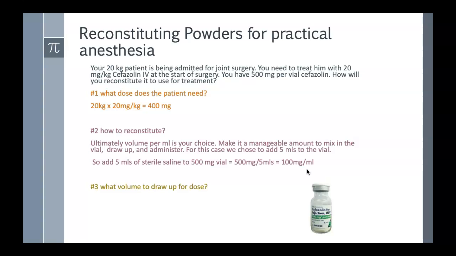So if we add 5 milliliters of sterile saline to a 500 milligram vial, we end up with 100 mg per mil. So we take that 500 milligram vial, divide it by 5 mils that we're adding to the solution, and it creates 100 milligrams per mil. So of course, what volume will we draw up for the dose? We're going to divide that, the 400 milligrams divided by 100 milligrams per mil, and that gives us 4 mils of cefazolin to be given intravenously.